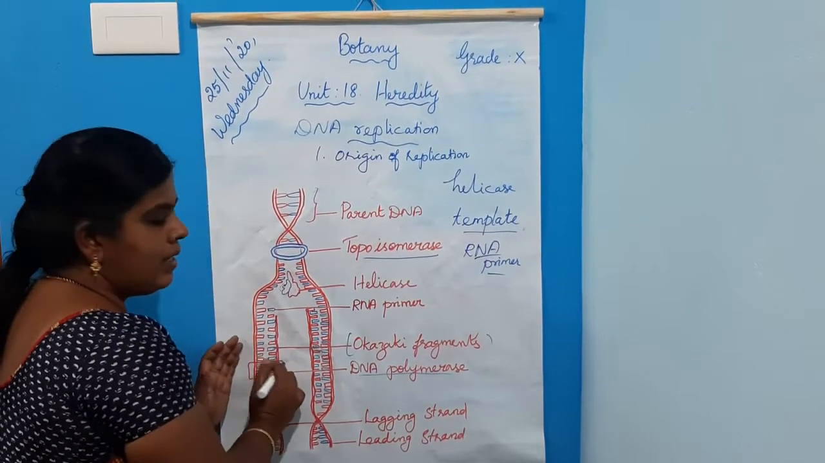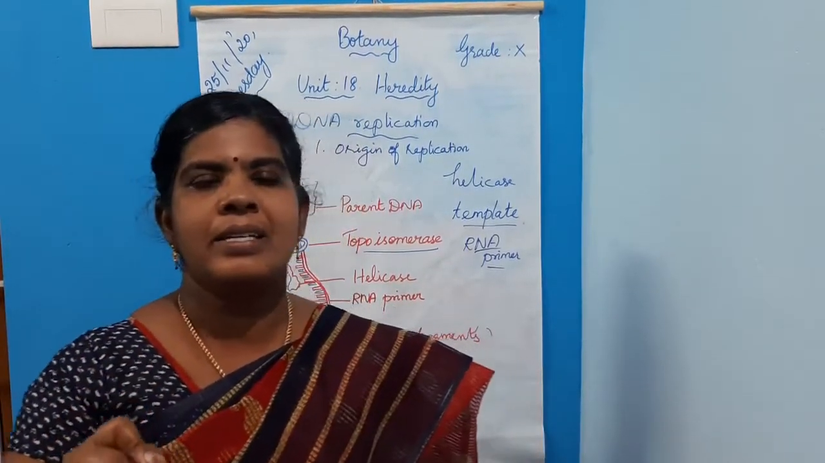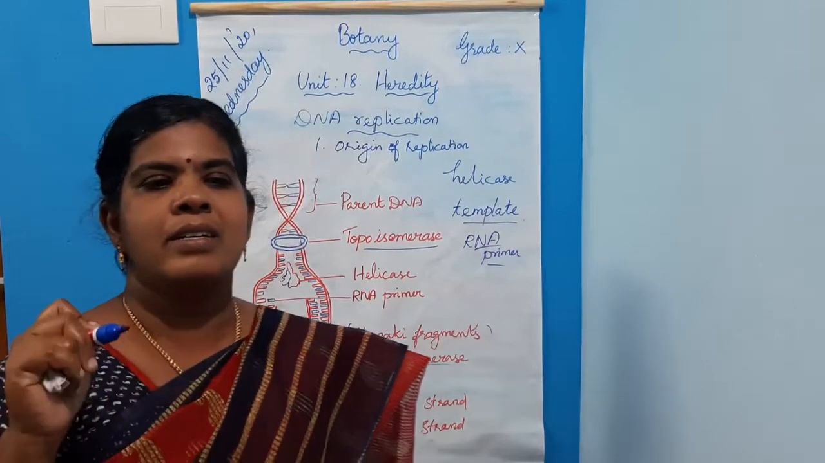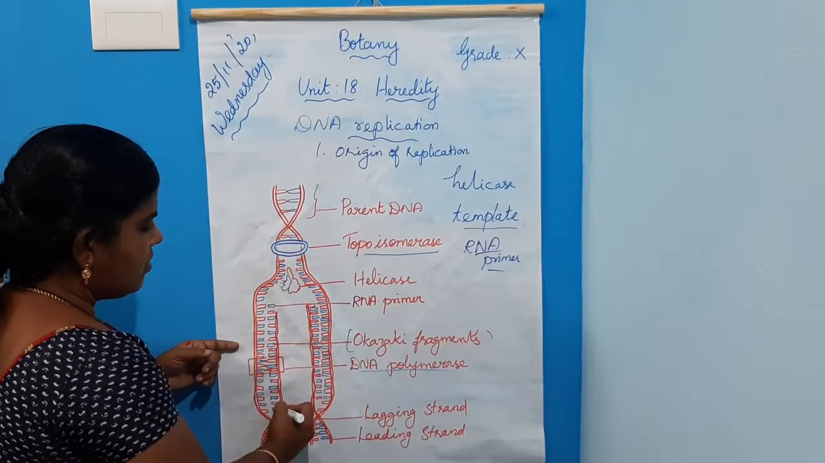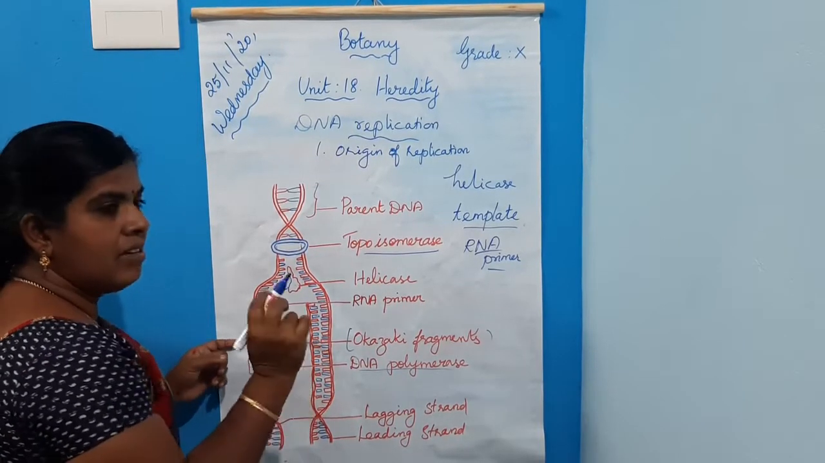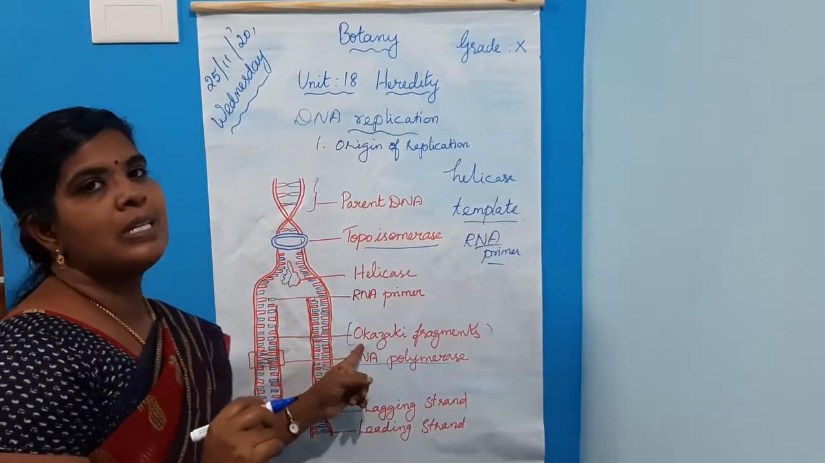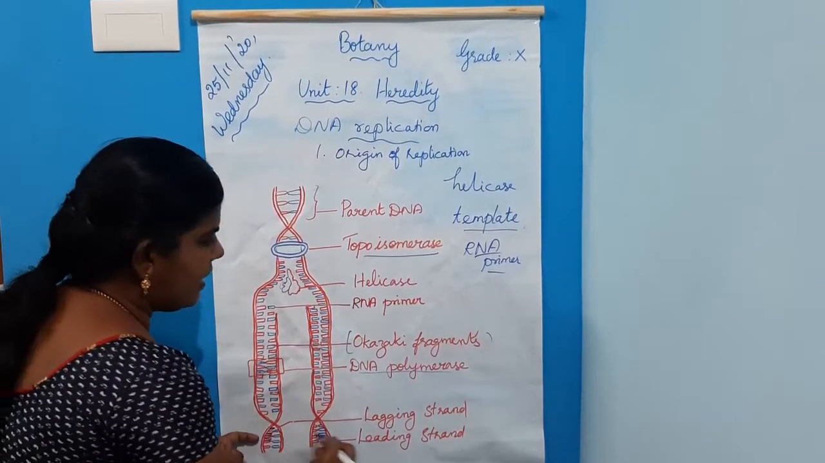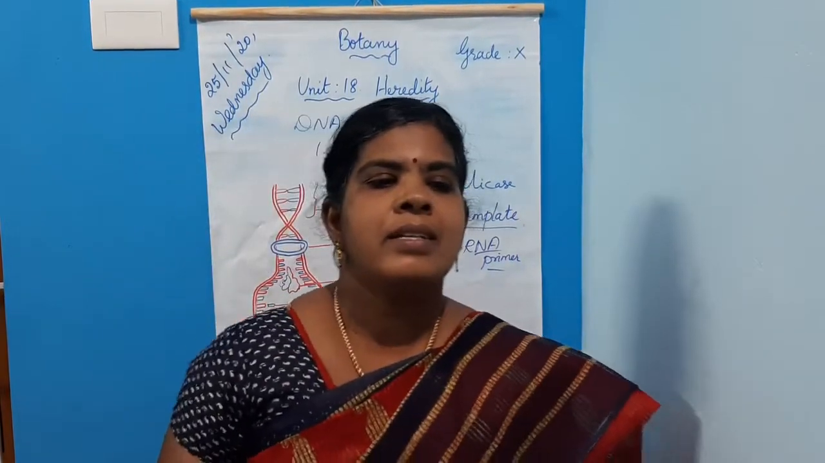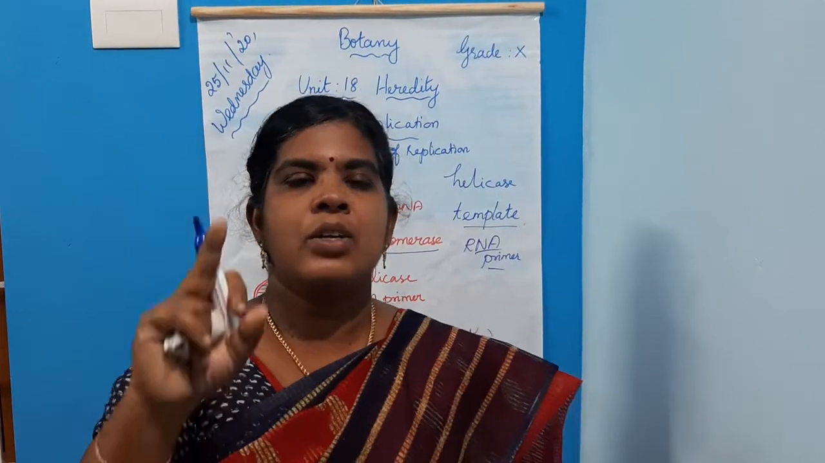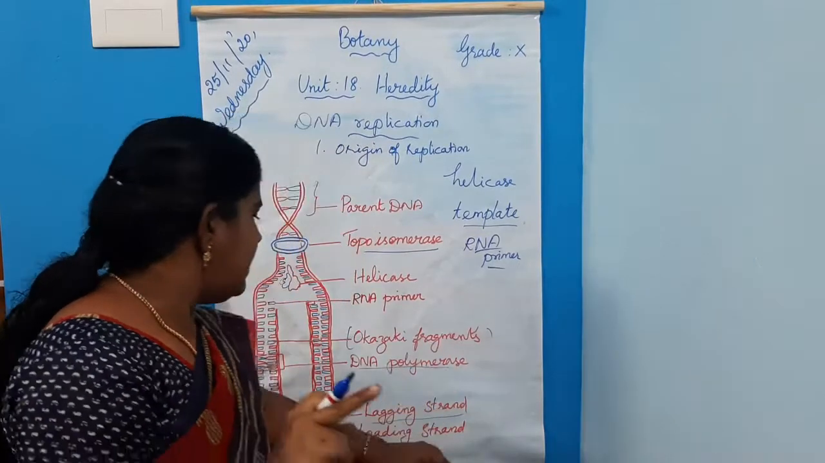In the other daughter strand, the DNA is synthesized as small fragments. These are called Okazaki fragments. This strand is also called the lagging strand. In one strand the daughter strand is synthesized continuously, which is the leading strand.